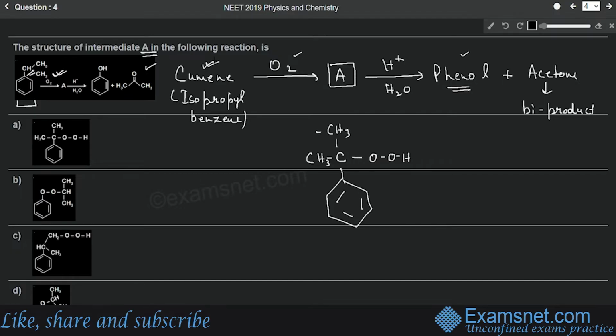Okay. Now on hydrolyzing this, we'll get the phenol and acetone. So this is cumene hydroperoxide that is obtained as an intermediate. So out of the given options, the first one is the correct answer.